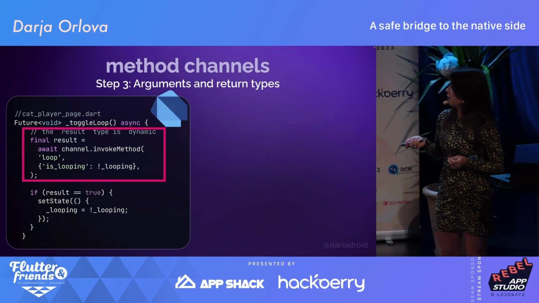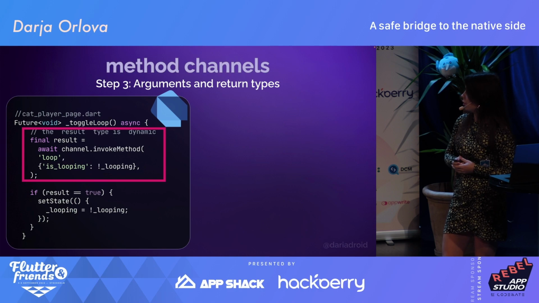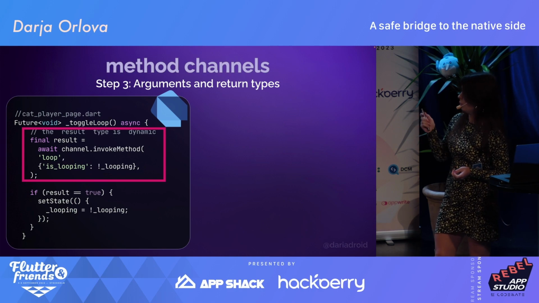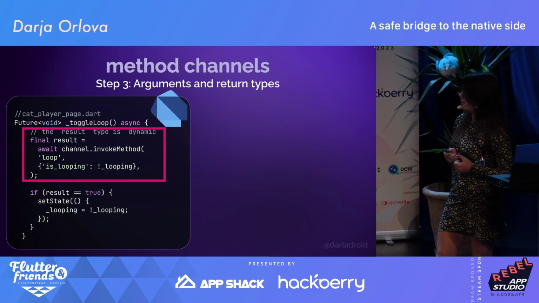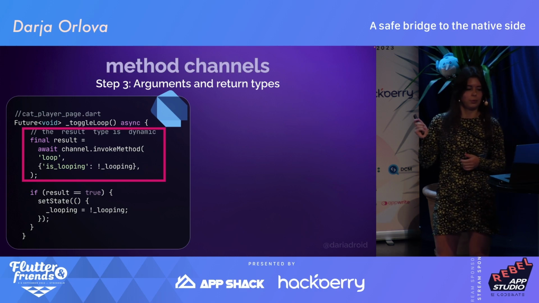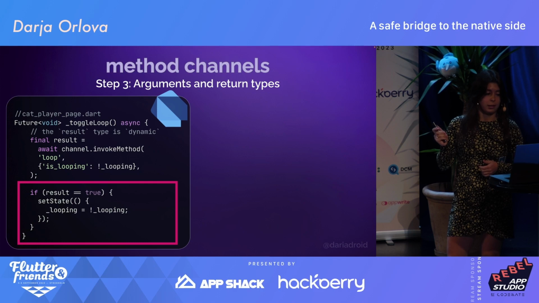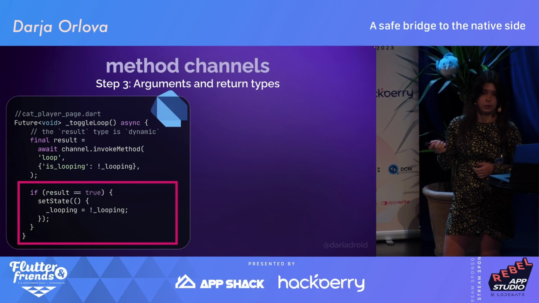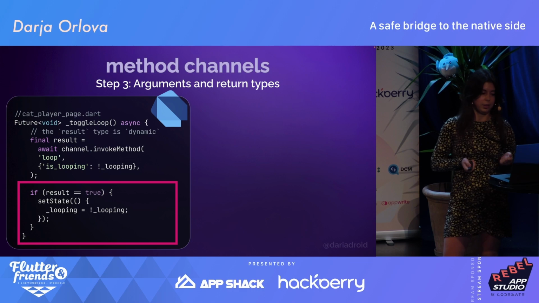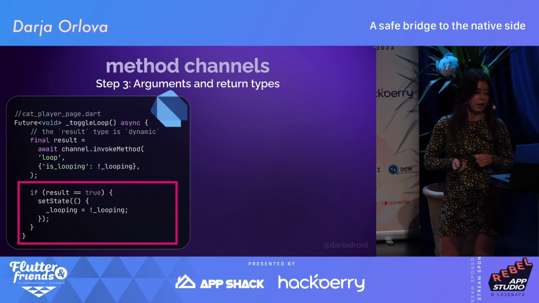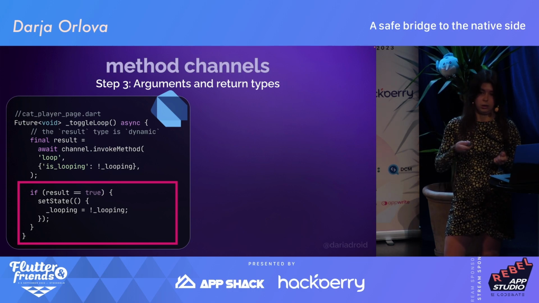So what we do, again, we call the invoke method on the channel, we specify the name of the method on the native side, and we pass a map of parameters. And then we await the result, and if the result is true, and we can check for that because result is actually dynamic, then we will update the UI on the Flutter side.